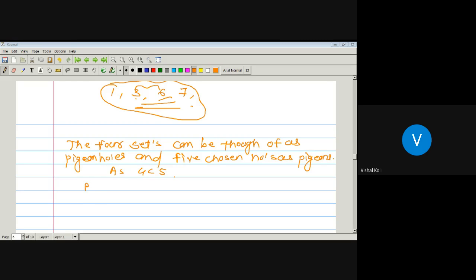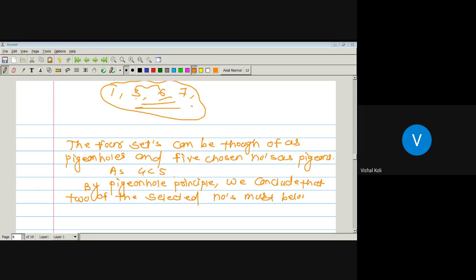So by the pigeonhole principle, we conclude that two of the selected numbers must belong to the same set whose sum is 9. And that is what we have to prove.